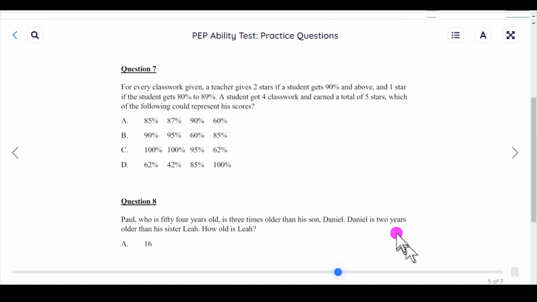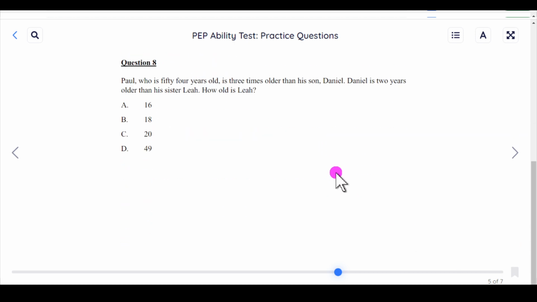Let's go to question 8. Question 8. Paul, who is 54 years old, is 3 times older than his son Daniel. Daniel is 2 years older than his sister Leah. How old is Leah? Hold on, let's read this again to make sure we understand it.